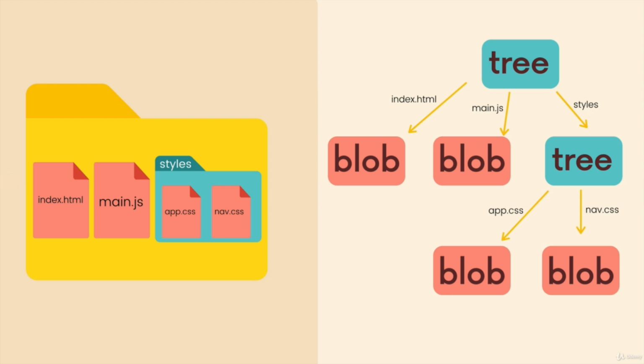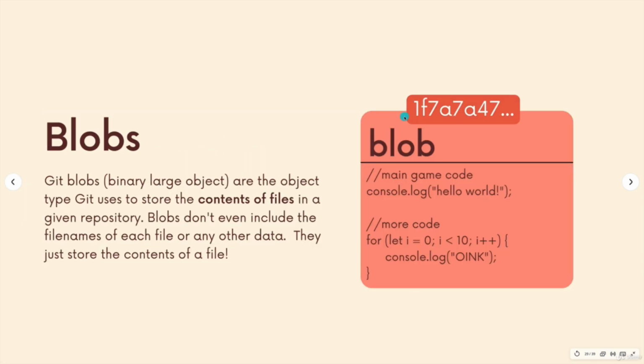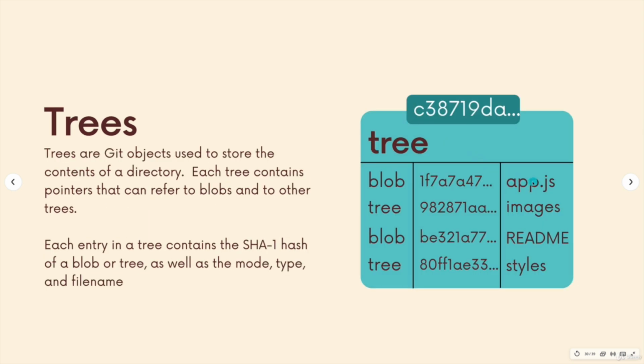So hopefully this diagram helps explain it a little bit. If this is my folder structure, two files, index.html and main.js, and then a nested directory called styles, with app.css and nav.css inside, well, Git would have a single tree to represent this entire directory. So we've got a tree, and it has a blob that it refers to, and it names it index.html. That's the contents of that file. Remember, the blob itself does not store the name. The tree stores the name, and then it references the hash of that blob. So this is that connection between a file name and the contents.